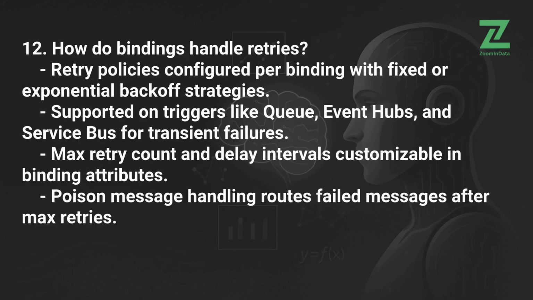12. How do bindings handle retries? Retry policies configured per binding with fixed or exponential backoff strategies. Supported on triggers like queue, event hubs, and service bus for transient failures. Max retry count and delay intervals customizable in binding attributes. Poison message handling routes failed messages after max retries.